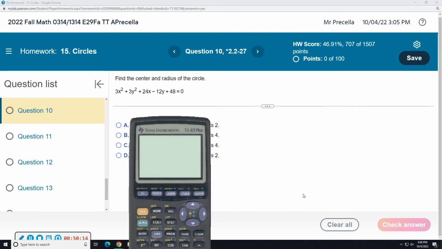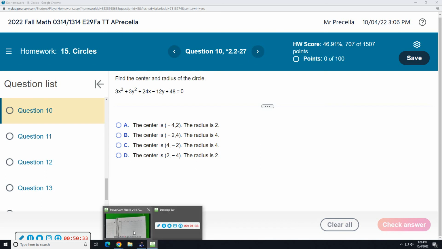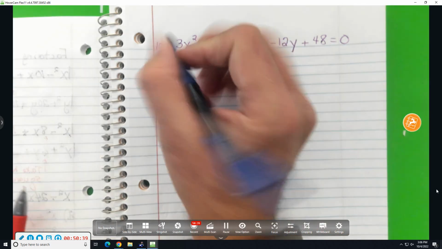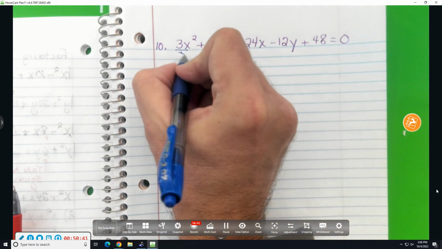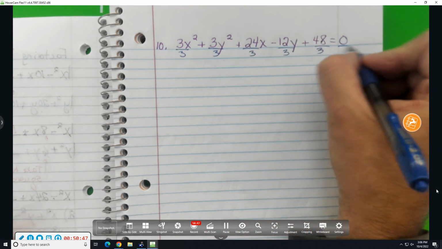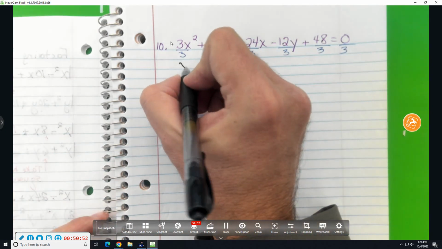Did y'all hear that? There shouldn't be a number in front of the x squared and y squared other than a 1. If there is, then you're going to have to divide straight through. Here, on problem 10, hold on, we're going to make it look like problem 8. In problem 8, there wasn't a number in front of the x squared. So I'll divide through by 3. And it works out really nice, once you realize you got to get rid of that number in front of the x squared and y squared.